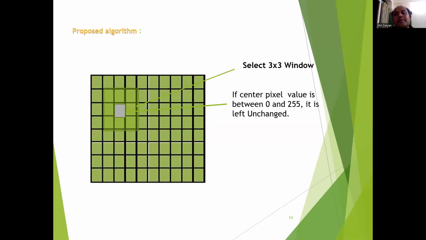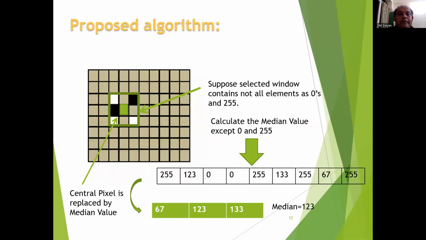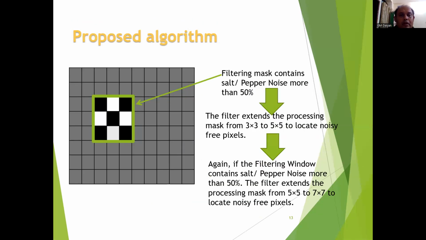Otherwise, the noisy pixel is replaced by the median filter of the mask. Here the median filter uses a list where it counts the median value without considering 0 or 255. We can see in the diagram here. If the filtering mask contains salt and pepper noise more than 50%, the filter extends the processing mask from 3 by 3 to 5 by 5 to locate noise-free pixels. Again, if the filtering window contains salt and pepper noise more than 50%, the filter extends the processing mask from 5 by 5 to 7 by 7 to locate noise-free pixels.